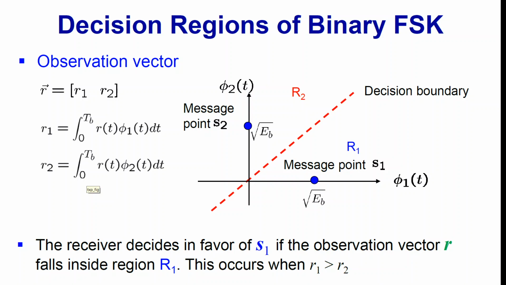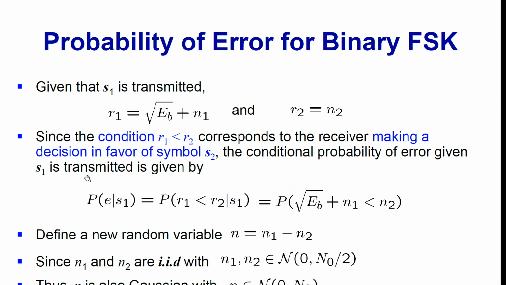So if R1 is greater than R2, then the receiver decides in favor of S1. That is, if the observation vector R falls in region R1. Now we will study the expression for probability of error. So given that S1 is transmitted, then R1 equal to root EB plus N1 and R2 equal to N2.